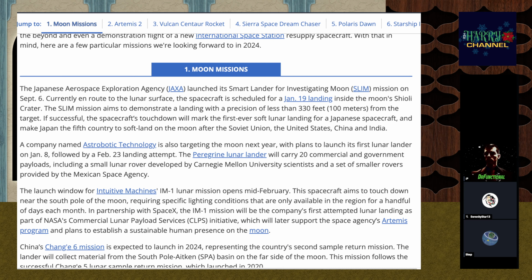There's another lander, the Peregrine lunar lander, which will carry 20 commercial and government payloads. And there's even a rover that's coming from Mexico.